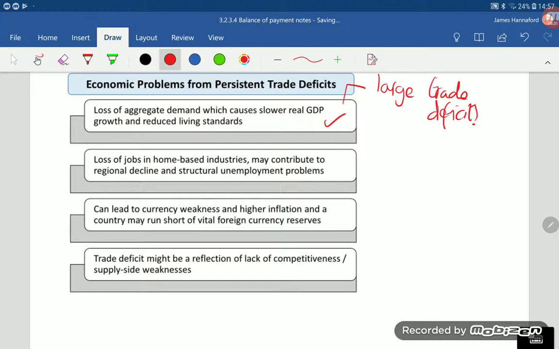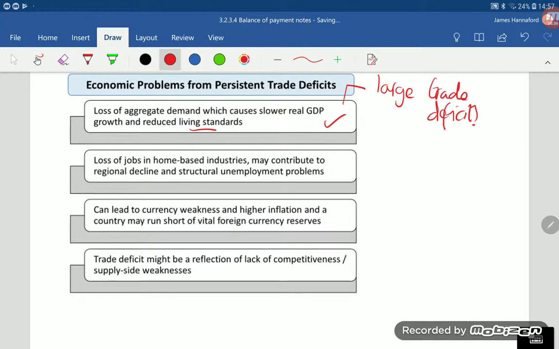Real GDP reduces, that means less income for people in the country, they're more likely to be unemployed. Obviously this has an impact on reducing living standards. So we've touched upon that there. So there's a loss of jobs in the home-based industries. There might be particular regional problems. So for example, we could think about, say, the northeast of England and South Wales with regards to coal mining in the past, which was obviously hit by declining exports of coal. And there's obviously the issue of structural unemployment, which I've covered in our unemployment videos.